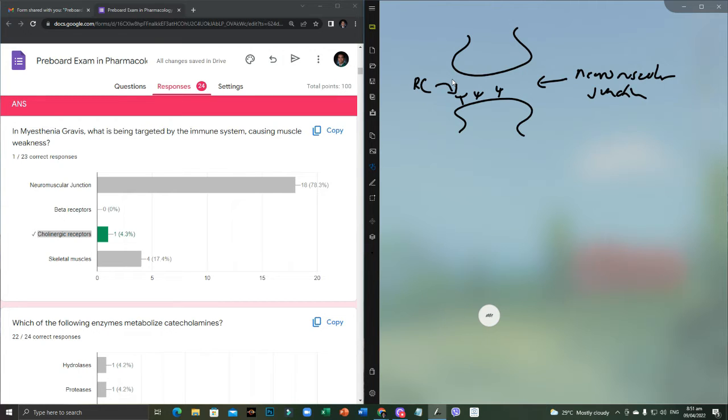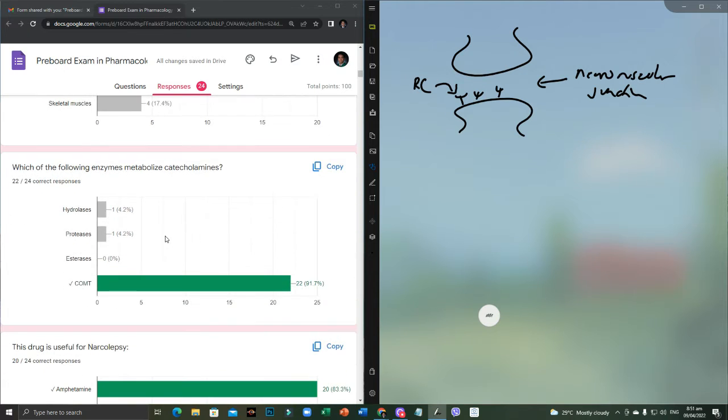So to be more precise, class, the target of the immune system, in the case of myasthenia gravis, would be the cholinergic receptors, not necessarily the neuromuscular junction. It's the cholinergic receptors found within the neuromuscular junction. Okay?